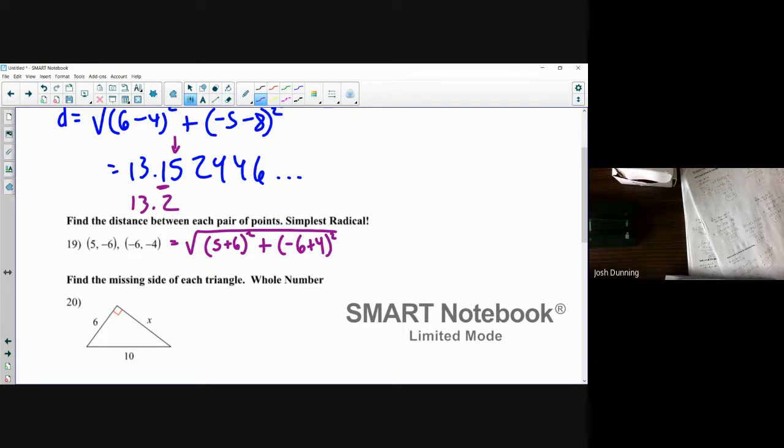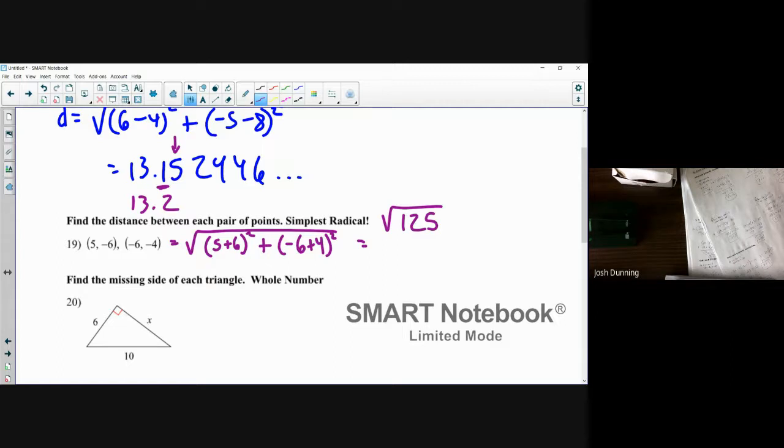When it says simplest radical, you can't type the square root in your calculator. Just type what's underneath it. So just the 5 plus 6 in parentheses squared, plus -6 plus 4 in parentheses squared. Again, we did not type the square root sign. You'll get a decimal if you do.